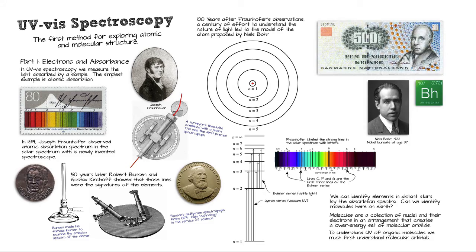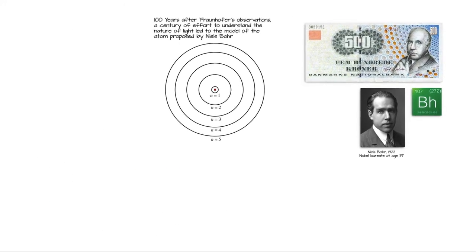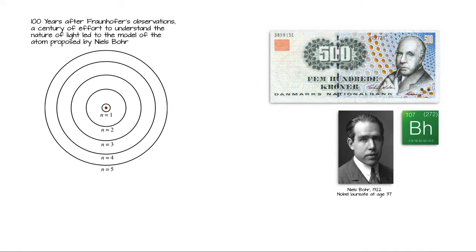Well, Bohr proposed his famous model, that the nucleus was a small particle that was orbited by the electron, and that the electrons had very defined orbits. Now, Bohr was a big deal. Of course, he won the Nobel Prize when he was 37. He's on Denmark's money. He's had an element named after him. I mean, you really just don't get bigger than Bohr in physics.